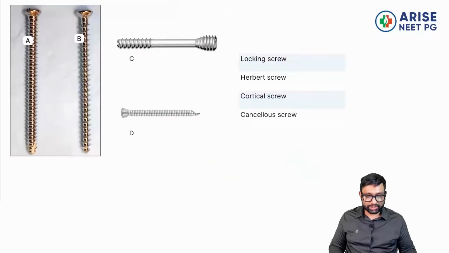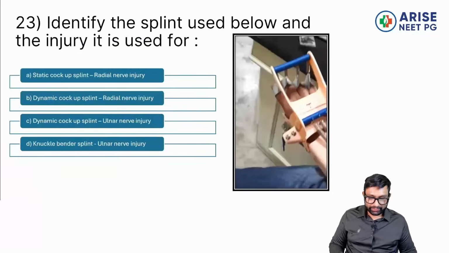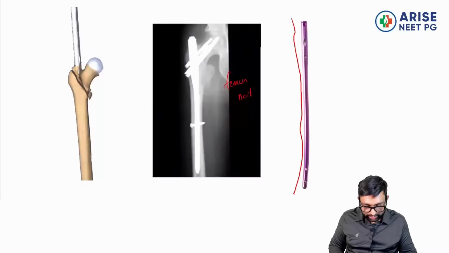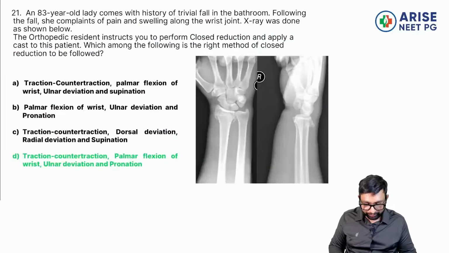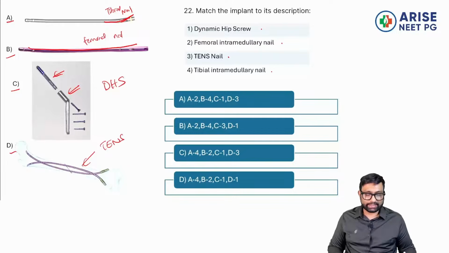So if you look at the options here, let's see the options. Can you see that there is a bend? So this is a tibial nail. Here there is just a curvature, so this is a femoral nail. Here you can see there is a screw and a side plate, so this is a dynamic hip screw. And here you can see 2 thin nails, so this is a TEN nail.